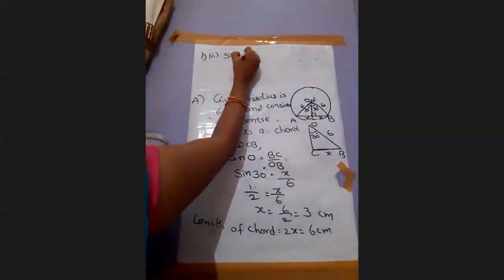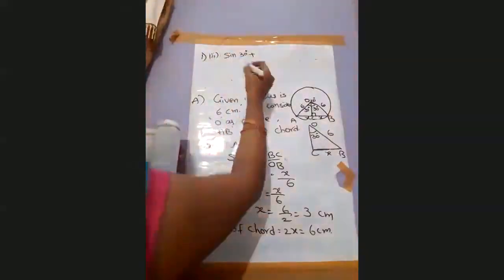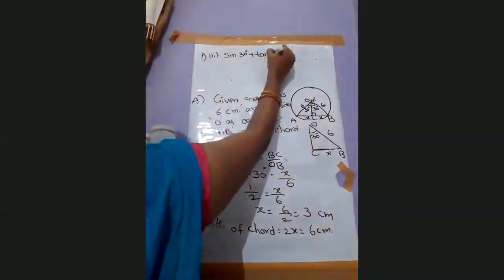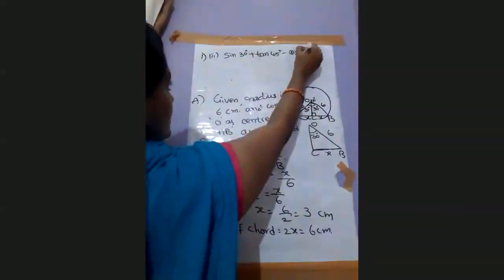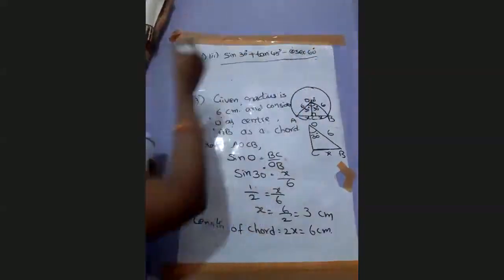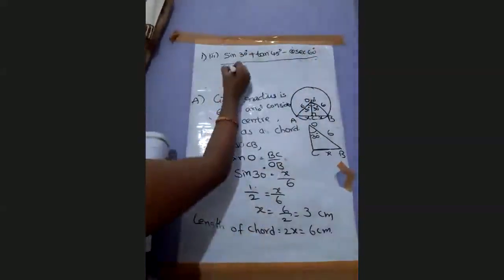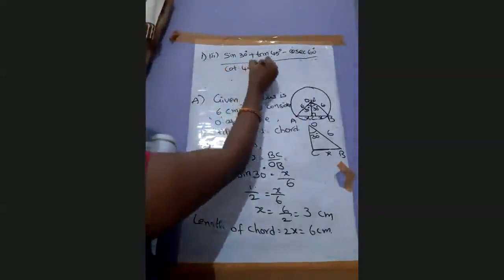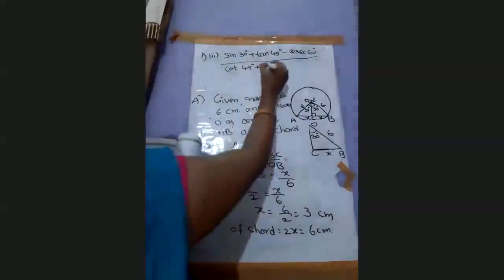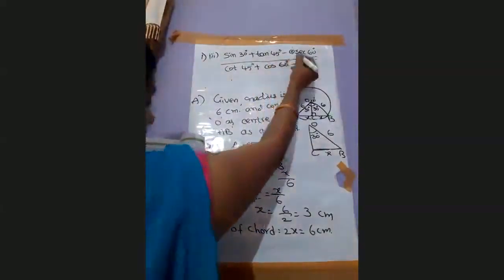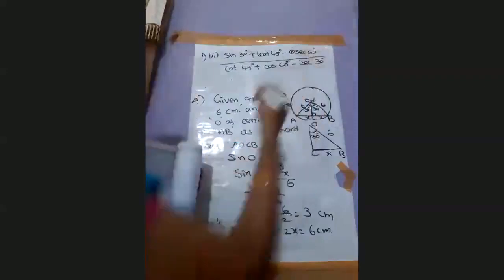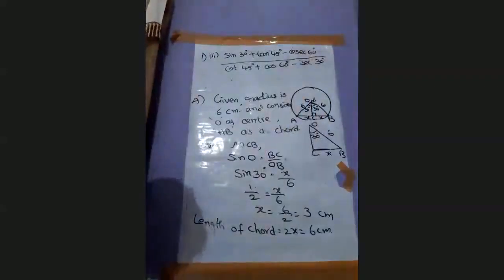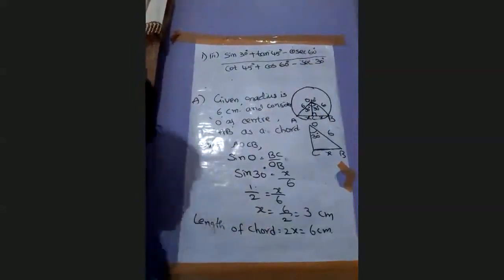Sine 30 degree plus tan 45 degree minus cosecant, cot 45 degree plus cos 60 degree minus secant 30. Right? So by substituting the trigonometric values, we have to find the value, right? So let us see.